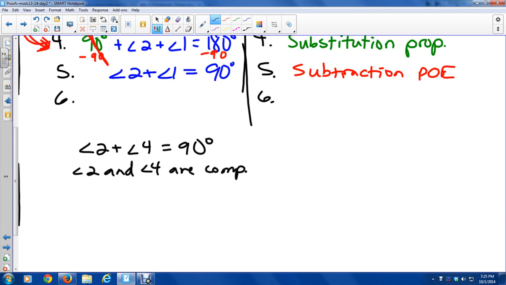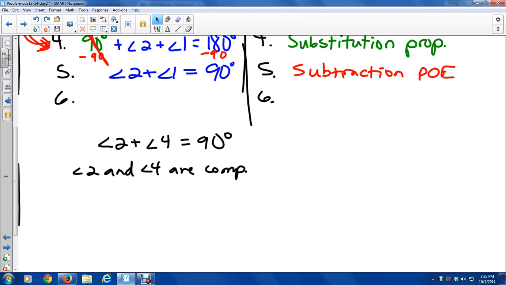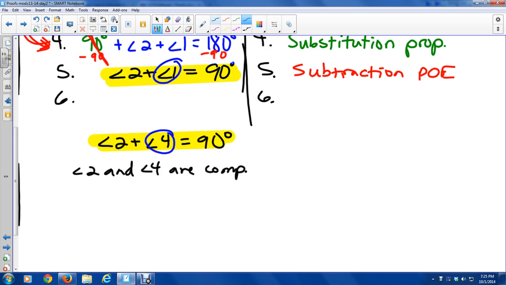Okay, of course, I can't just put that there and not justify it. But can we see a connection between this equation, angle 2 plus angle 4 equals 90, and, of course, what I have up here, where I left off and took a little momentary pause, angle 2 plus angle 1 equals 90 degrees. It's looking really good to me. The only part I don't like is we've got an angle 1 right here, and we've got an angle 4 right here. Can we replace angle 1 with angle 4? Well, we can only replace things if we know what's true about them.